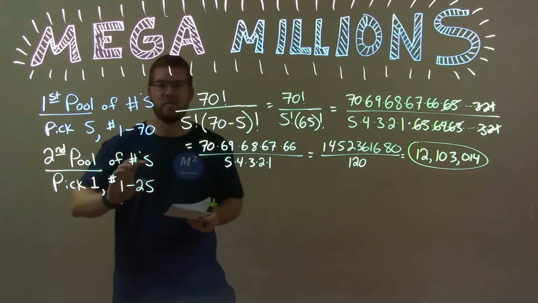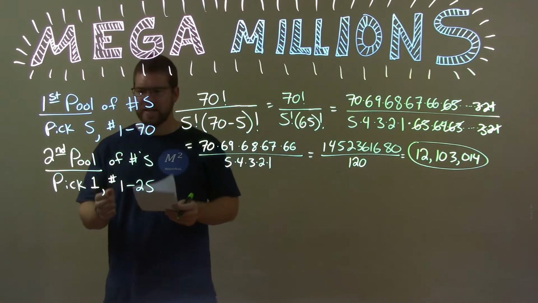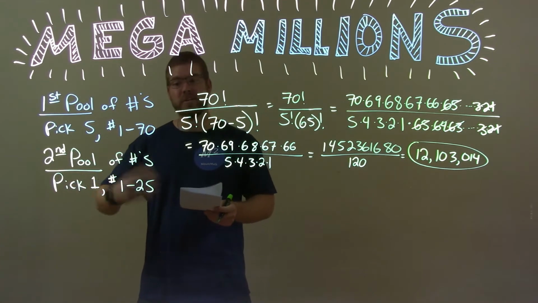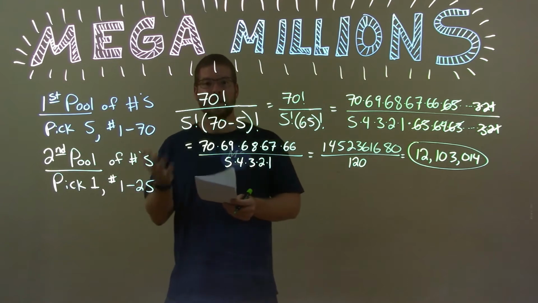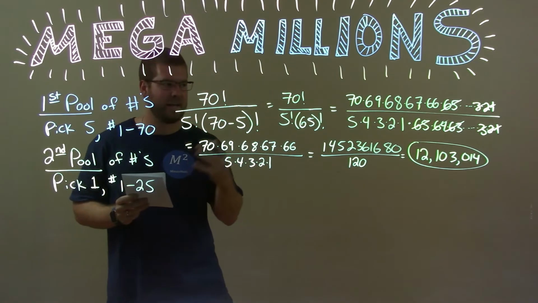Okay, we have to find the odds of getting the second pool correct. Well, this one's actually pretty easy, right? There's 25 different numbers you can pick from, and you pick one, so the chance of getting that one right is just 1 in 25. Okay, so we have a 1 in 25 chance there.